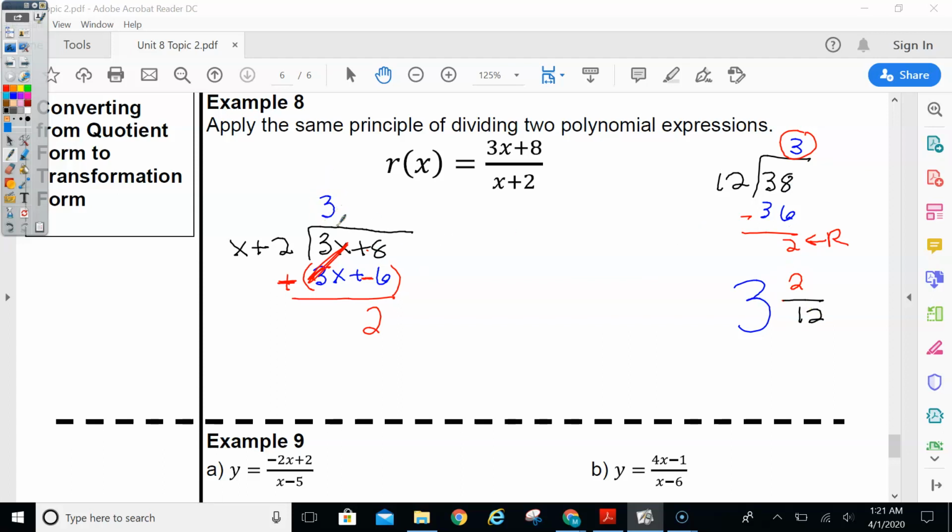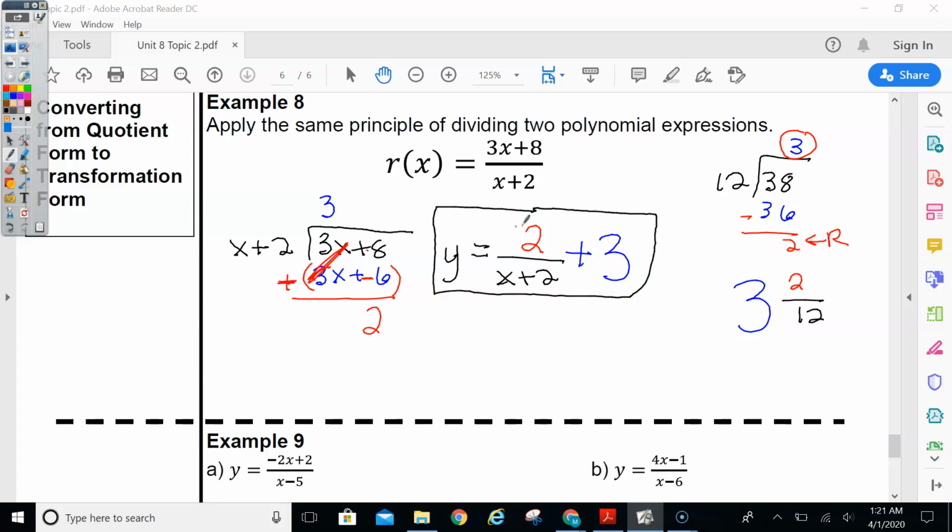So 3 is the whole number part, which is your k, and we don't write the k in front. We write the k at the end. So it's going to be a plus 3 at the end. 2 is the remainder, which is your a. And then the denominator stays the same, which is x plus 2. So y, well, in this case r of x, equals this transformation form. You can divide your polynomials. You can use synthetic division, but it's not that long of a process. It's not long division, it's really short division.